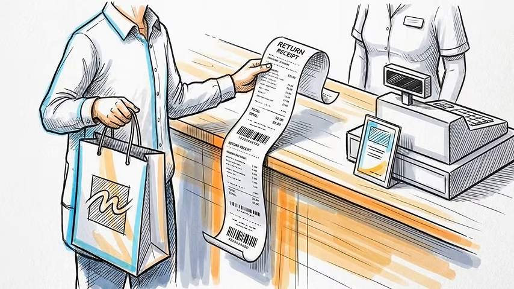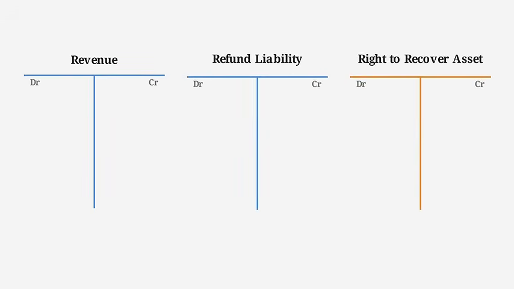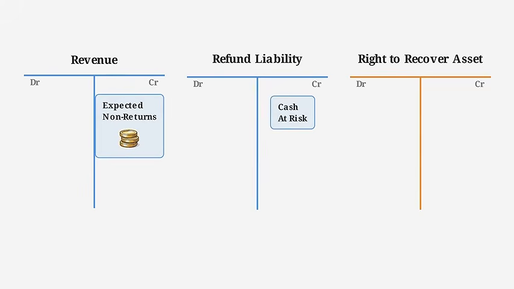A sale with a right of return operates on a similar principle of restraint. An entity can only recognize revenue for the products it mathematically expects will not be returned by the customer. These three T accounts map out the mechanics of a return. When control transfers, the entity records a credit to revenue for the goods expected to stay with the customer. The remainder goes to a credit in a refund liability account. Finally, the entity debits a right to recover asset for the inventory it expects to receive back.